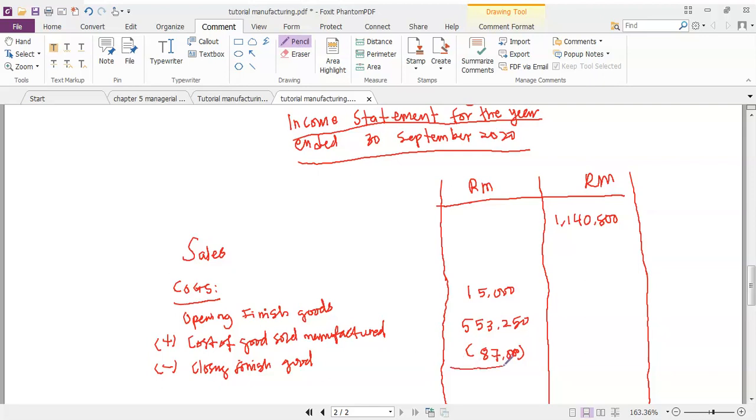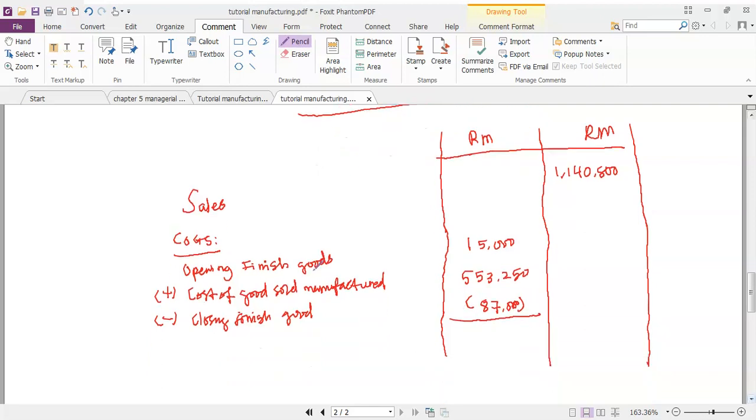Okay, lepas tu cari berapa cost of goods sold awak. Okay, amount dia awak letak dekat hujung. Okay, lepas tu cost of goods sold dia dalam kurungan. Sebab apa? Sebab sale ni nanti kita kena tolak dengan cost of goods sold in order for you to get the gross profit. Itu memang dia punya formula. Formula untuk dapatkan gross profit adalah sales minus with cost of goods sold.